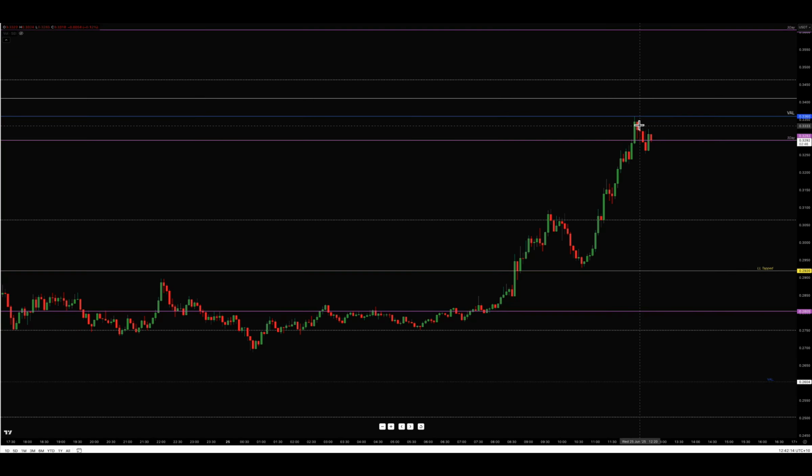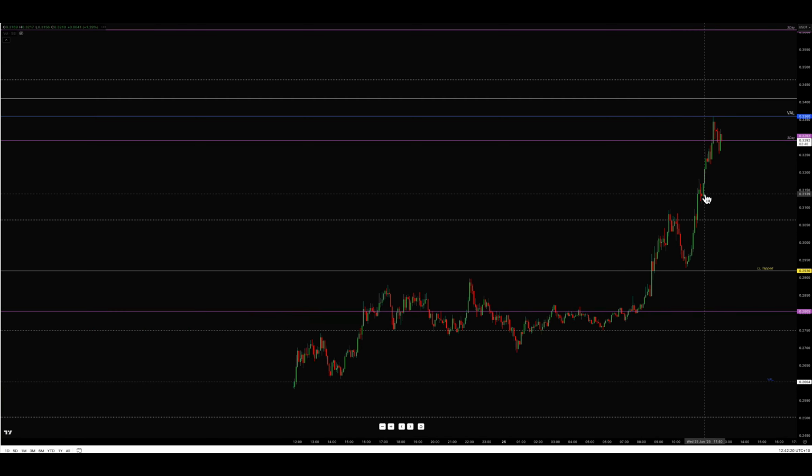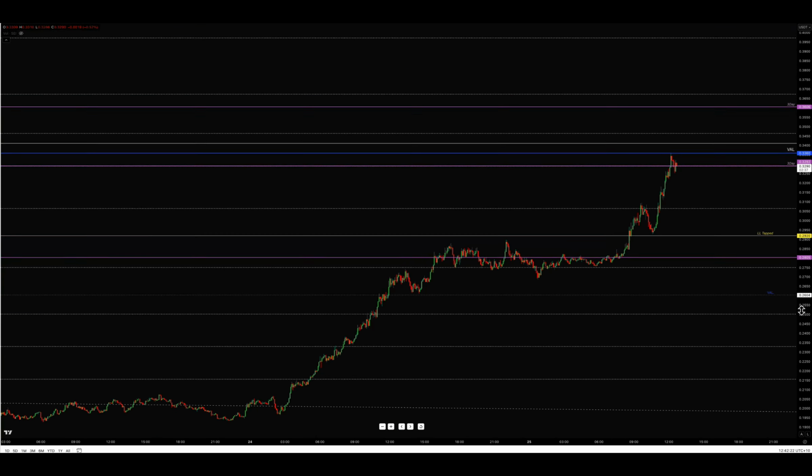All right, there you go, perfect. Value low, 3-day, it's getting compromised. So my expectations, looking at this on the smaller time frame.